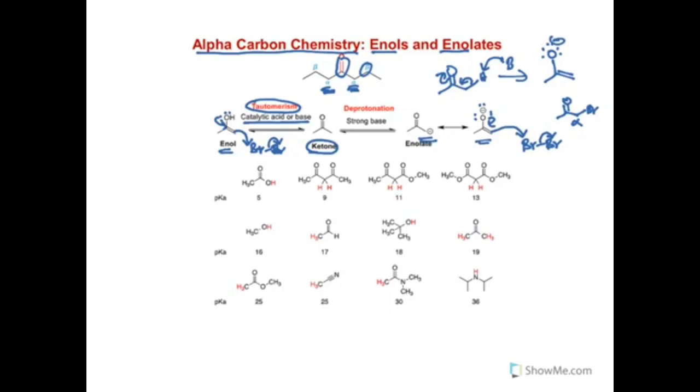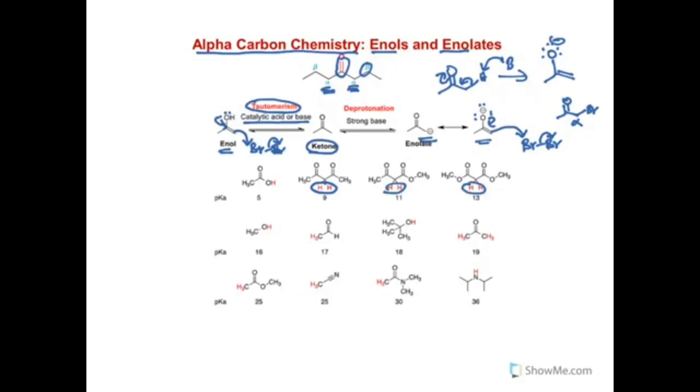So there are two key things here. One is we need to be able to identify the pKa of the alpha proton. Second, we need to identify an appropriate base that would be able to deprotonate the protons in the alpha position.